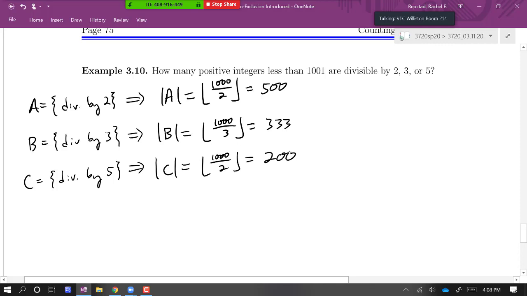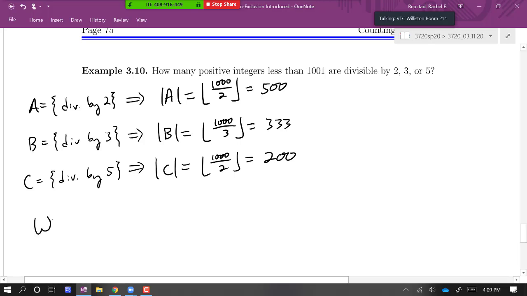Now, if I just add up all of these numbers, I'm going to way overcount a bunch of values. I'm going to double count, and I'm going to triple count some of these too. I'm going to double count numbers that are divisible by 2 and 3, but not 5. I'm going to double count numbers that are divisible by 3 and 5, but not 2. I'm going to double count integers that are divisible by 2 and 5, but not 3. And I'm going to triple count the integers that are divisible by all 3. So we have a little bit more work to do.